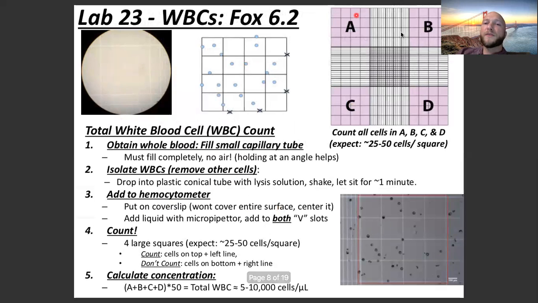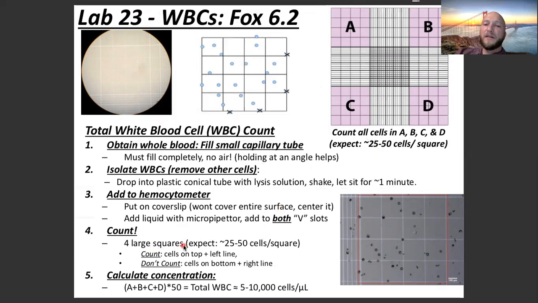The squares that we count are different for the white cell lab. We're going to count this big square, this big square, this big square, and this big square. Expect to see 25 to 50 cells per square.